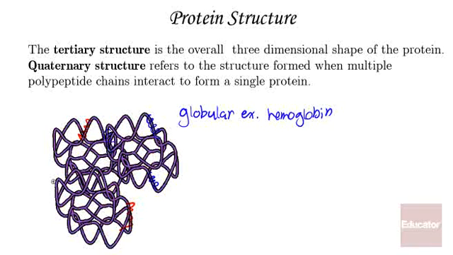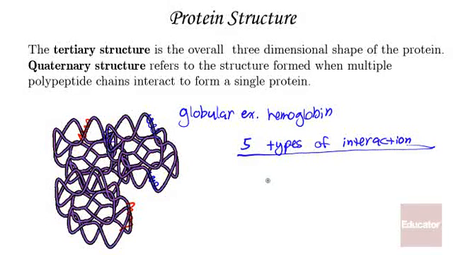And the shape is extremely important to the protein's function. When we talk about enzymes, you'll see that the shape of the enzyme is crucial to it being able to facilitate a reaction. There are 5 types of interactions that form and maintain the tertiary structure. The first one is hydrogen bonding, but this time it's of those side groups.